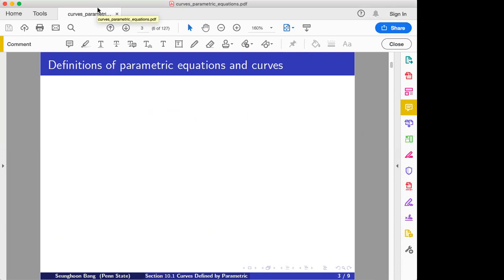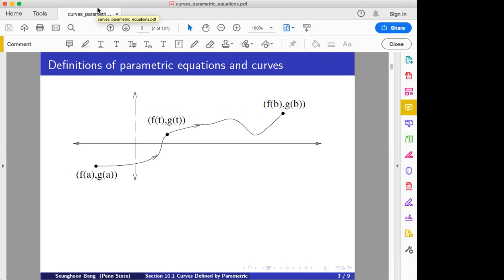So this is the definition of parametric equations and curves. We have one curve given. We have the one trace like this, and we have a direction of this point. The point is moving from f of a, g of a to f of b, g of b. This has a direction. So how can I express this kind of thing?